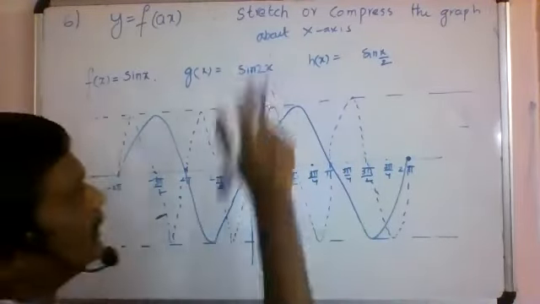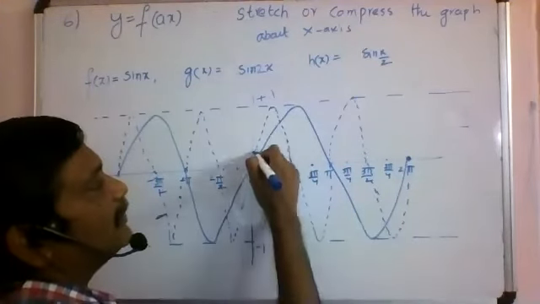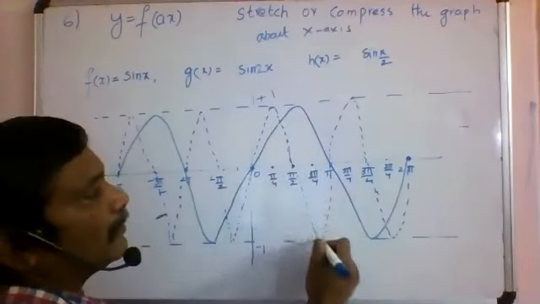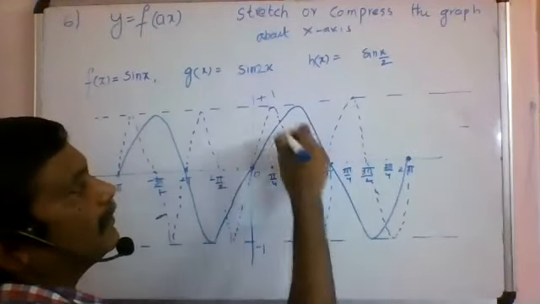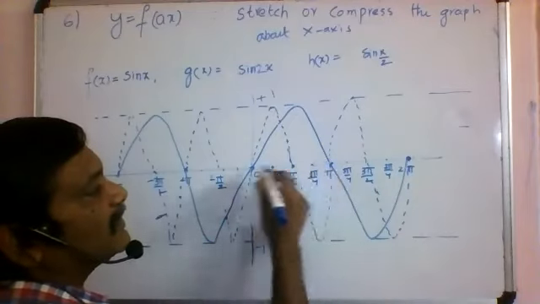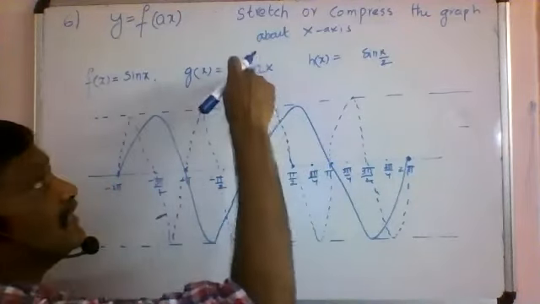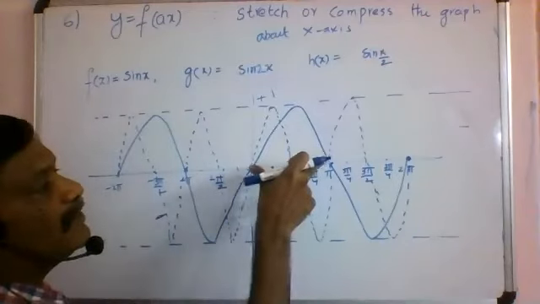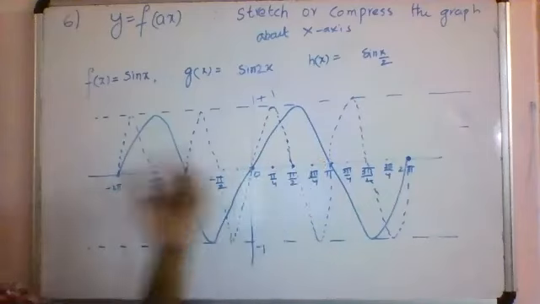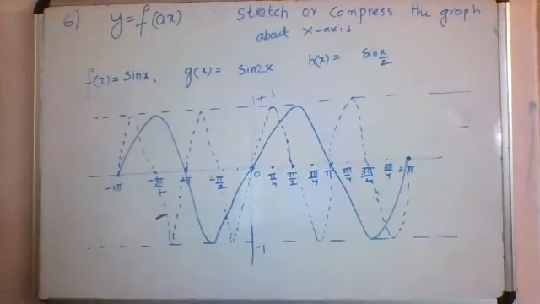When it comes to sin 2x, the sin 2x graph is this one. Now from here to here, one complete cycle is over. From here to here, what is the distance? Pi only. So for this curve, what is the period? It is pi. For this curve, period is pi. I think you understood. From the diagram, we can say its period like that. Come on, draw this.